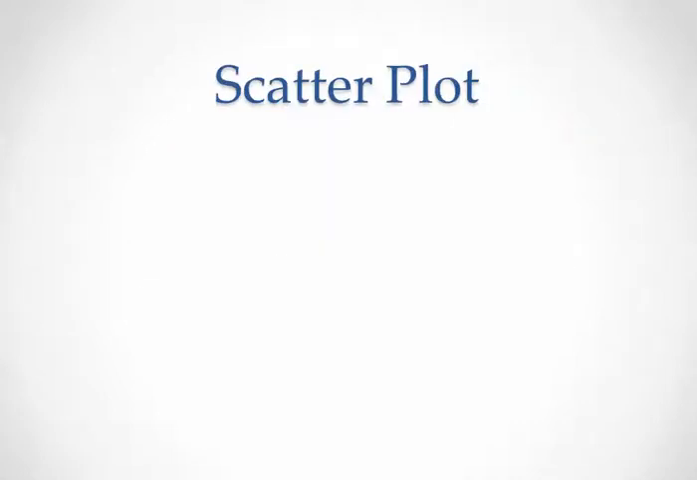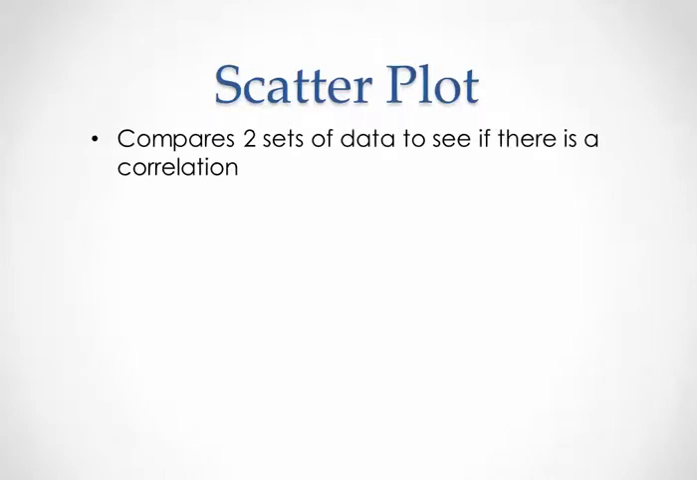So just to make sure that we have our vocabulary down, a scatter plot compares two different sets of data to see if there's a correlation. Okay, and a correlation could have been positive, negative, or no correlation at all. So let's make sure we have that definition down.